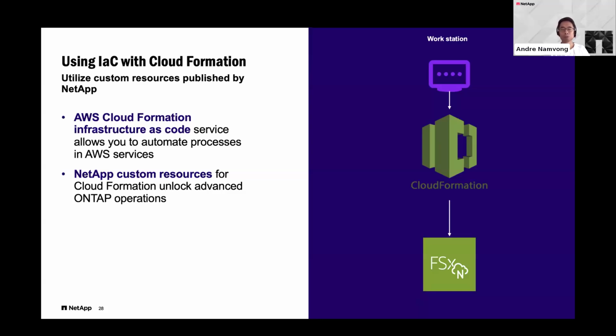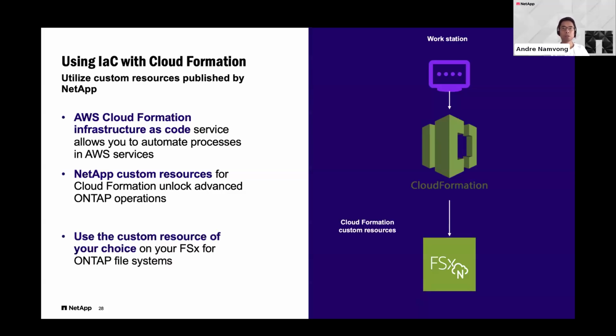That way, you will be able to set up some configurations, such as a SnapMirror relationship, or creating or modifying some policies, whether that's for snapshots or export policies, for example. And you will see at the end of this presentation, there's a GitHub link where you can download and make use of this CloudFormation custom resources package. So that's a second option that is also possible for deploying FSx for NetApp ONTAP.